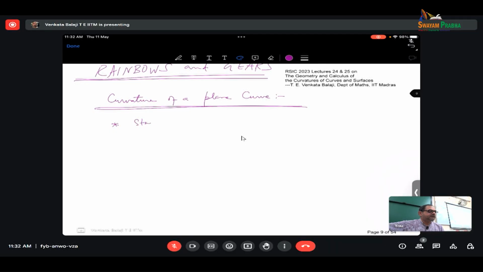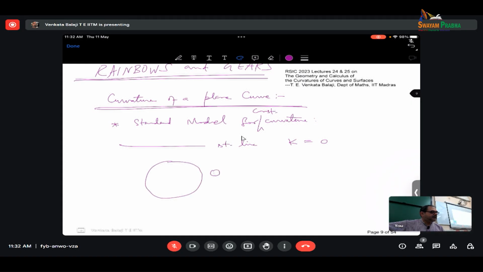So the first thing is, how do you understand what is meant by curvature of a plane curve? The idea is as follows. You have a standard model for constant curvature. There are 2 standard models. One is a straight line, where the curvature is 0. And then you have the idea of a circle. The curvature is constant for a circle.